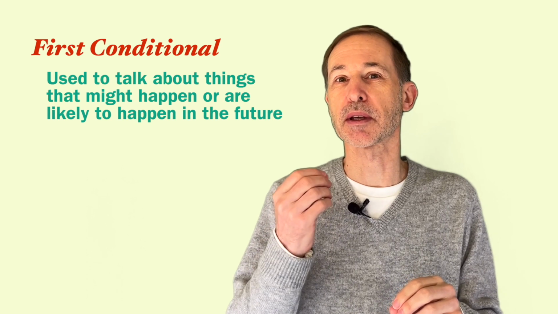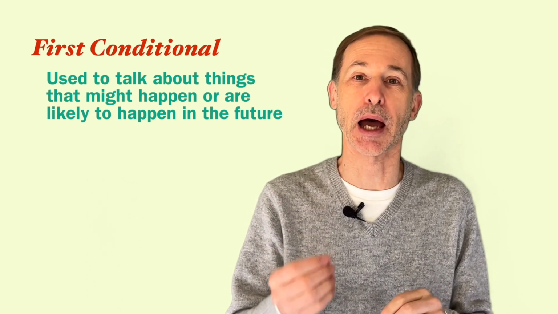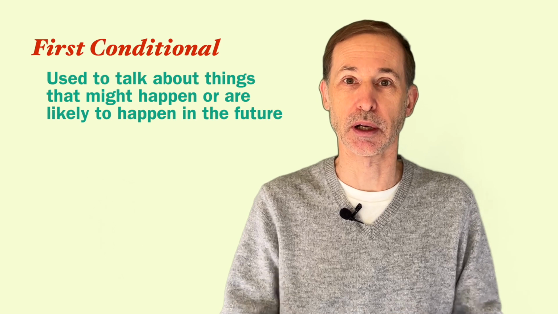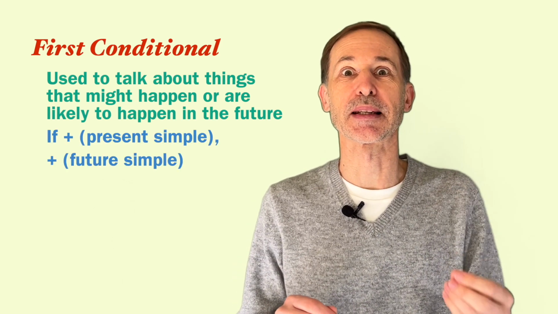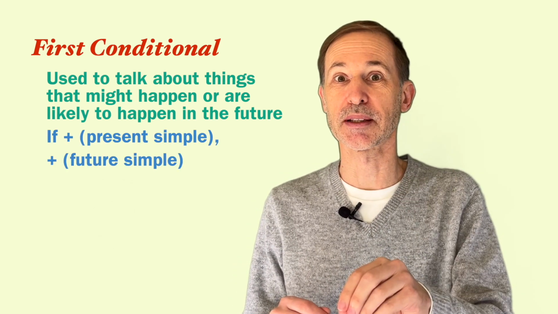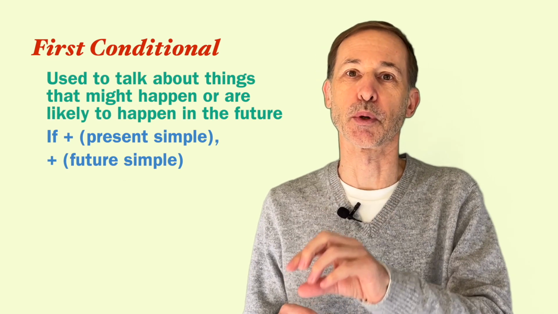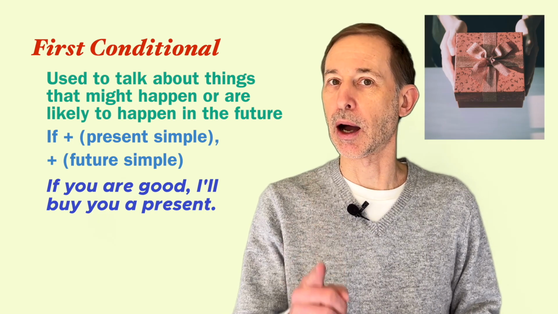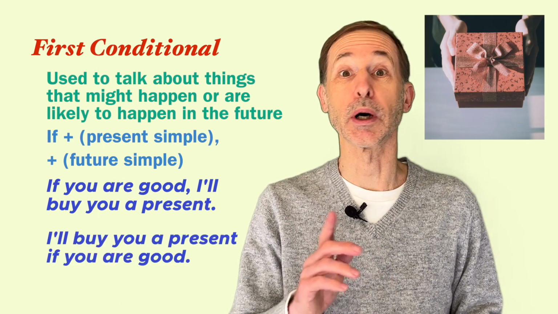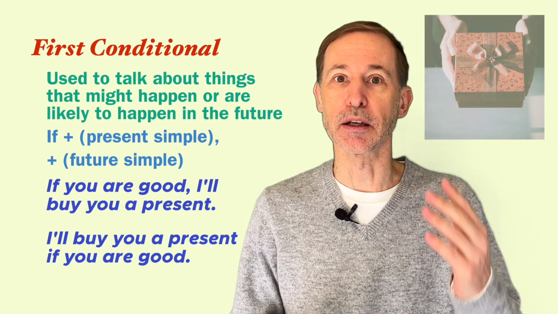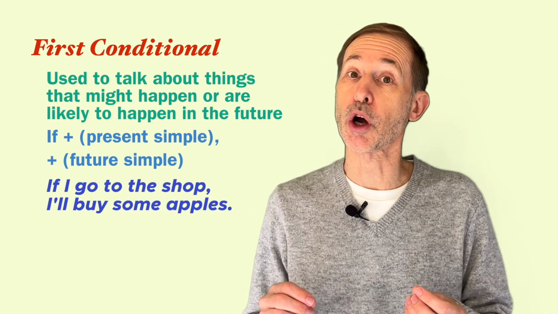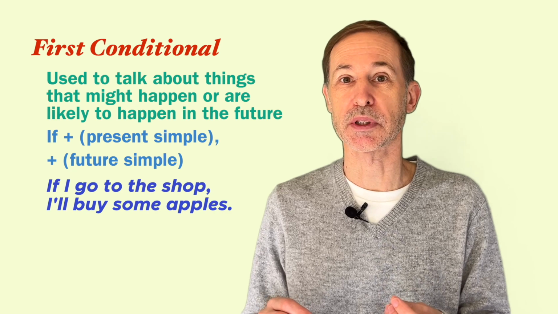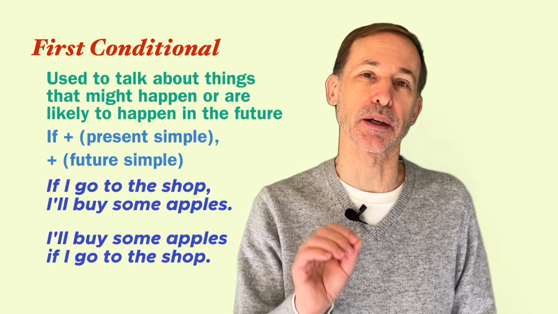Now let's move on to the first conditional. And this is used to talk about things that might happen or are likely to happen in the future. It's formed using the present simple in the if clause and the future simple in the main clause. For example, if you are good, I'll buy you a present. Or I'll buy you a present if you are good. If I go to the shop, I'll buy some apples. I'll buy some apples if I go to the shop.